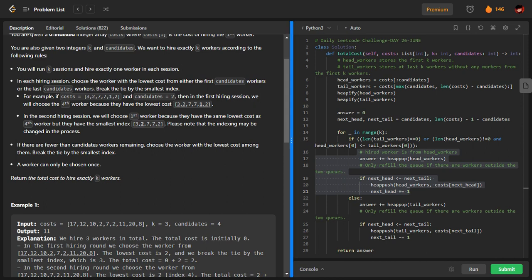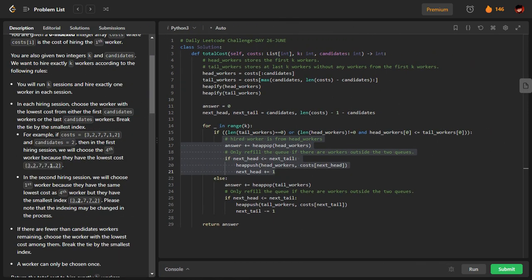If the smallest element of the head workers is less than or equal to the tail workers, that means from the head workers space we are going to pop one thing out. Its cost will be added to my answer, and we'll be inserting another thing into the head workers. That's what is going to happen here. I will pop it out and add its cost to my answer.